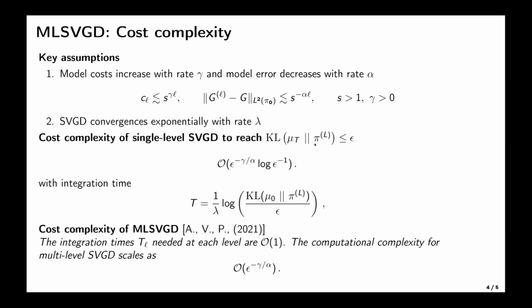And then we derive the following two results. So the first is that for a traditional single level SVGD, the integration time needed scales as the log of the KL divergence from the starting density to the target density divided by epsilon. And this leads to a computational complexity which scales as epsilon to the minus gamma over alpha times log of 1 over epsilon. And for our multi-level SVGD, we derive that the integration times needed at each level are actually constant, and that the computational complexity for multi-level SVGD scales as epsilon to the minus gamma over alpha. So we gain a theoretical speedup of order log of 1 over epsilon.